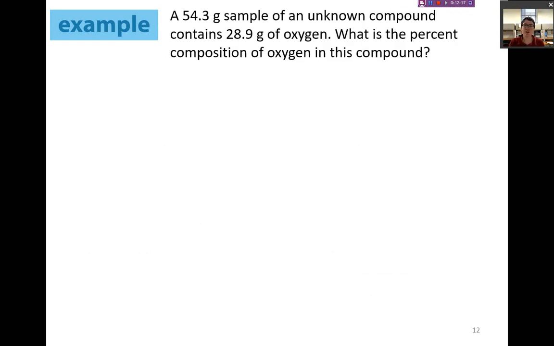Here's another way of looking at it, and I want you to try this one. Go ahead and pause the video and read over this on your own to see if you can figure out the solution to this.